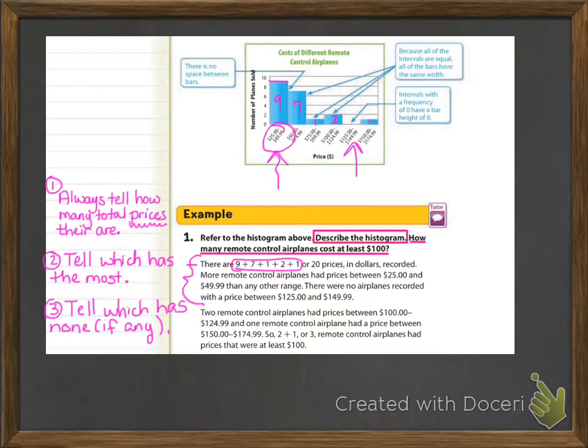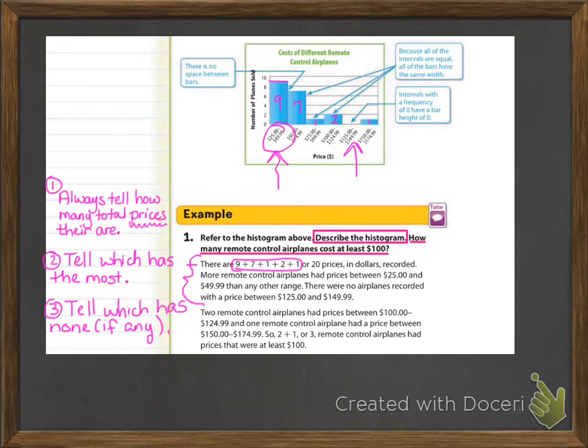You could also say, and they didn't put this in our explanation here, but you could also chunk this as well, saying, looking at the overall histogram, the majority of prices will fall somewhere between $25 and $74.99, because notice how most of those prices, the 9 and the 7, are really there. And then, of course, you're going to get a few control airplanes that are obviously going to cost more, and even beyond this graph as well.